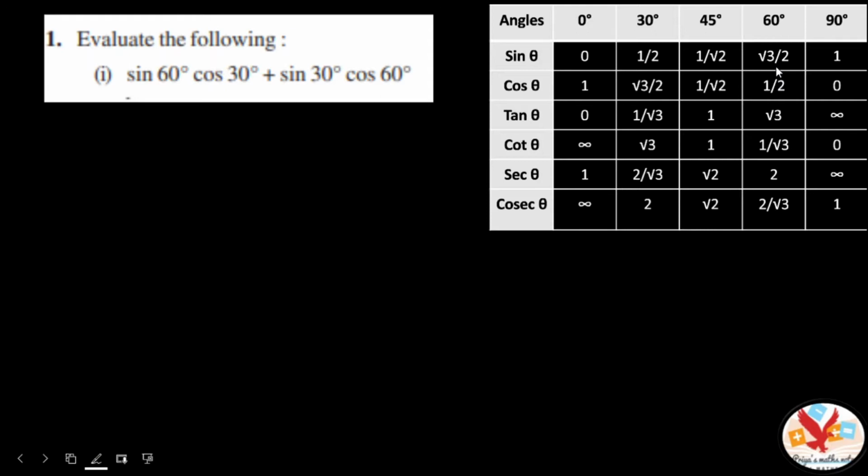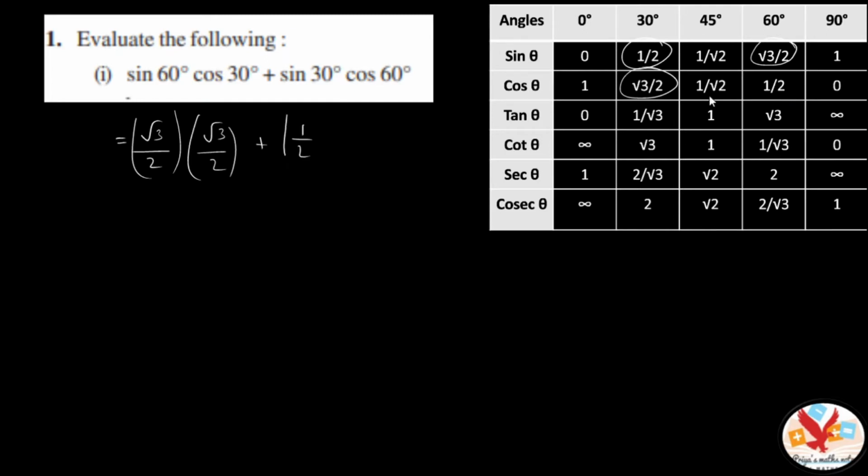Problem number 1, sine 60 degree. What is sine 60 degree? Sine 60 degree is root 3 by 2. And cos 30 degree, what is cos 30 degree? It is also root 3 by 2. And what is sine 30 degree? Sine 30 degree is 1 by 2, and cos 60 degree is 1 by 2. Okay, 1 by 2 into 1 by 2.